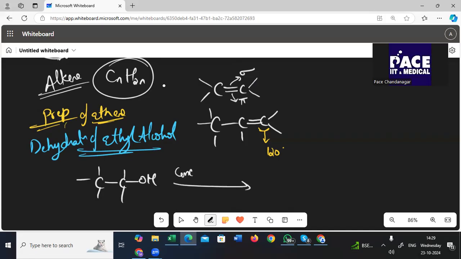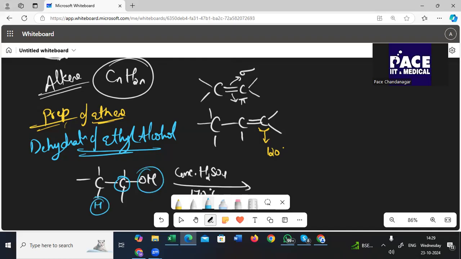Dehydration is done in the presence of concentrated sulfuric acid at 170 degrees Celsius. Concentrated sulfuric acid is the best dehydrating agent, and it removes water. See, from this carbon, OH is going out, and from the next carbon, hydrogen goes out. Hydrogen gives away its electron and oxygen takes up an electron, so OH becomes OH minus and hydrogen becomes H plus. As you can see, this H plus and OH minus release H2O.